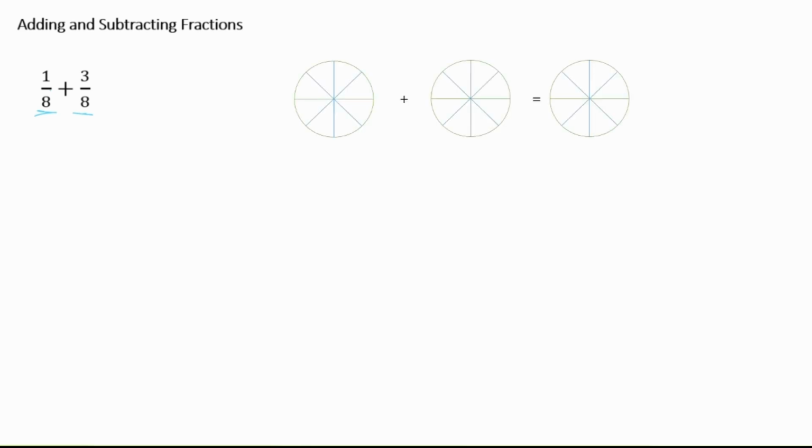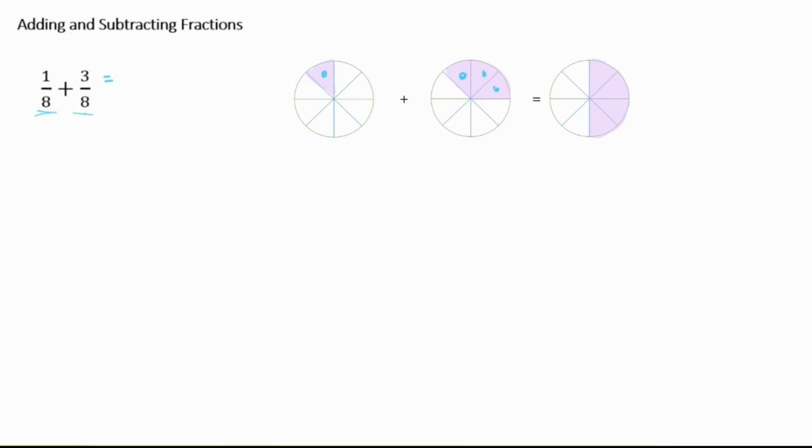we have a shape where one of the parts is shaded. We have another shape in which 3 of the parts are shaded. So if we count the total parts that are shaded, that will be 1, 2, 3, 4.